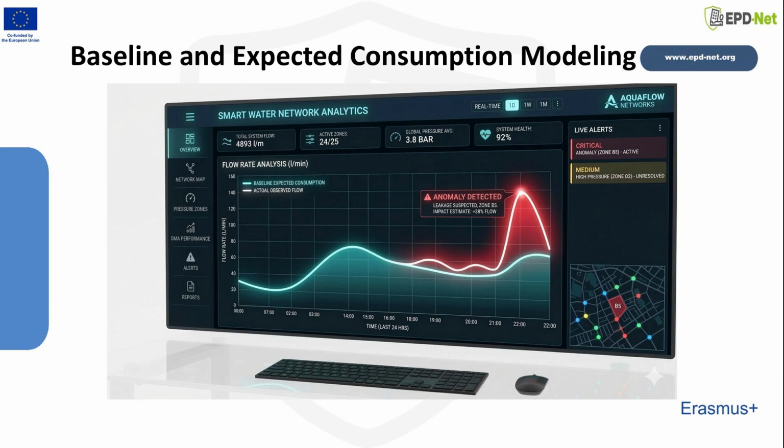Establishing an accurate baseline requires historical pattern modeling and seasonal adjustment. Demand segmentation between residential and non-residential users improves estimation accuracy. Without a robust baseline, anomaly detection may generate false positives or overlook slow-developing leaks.